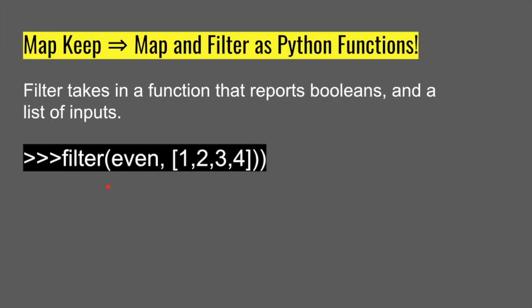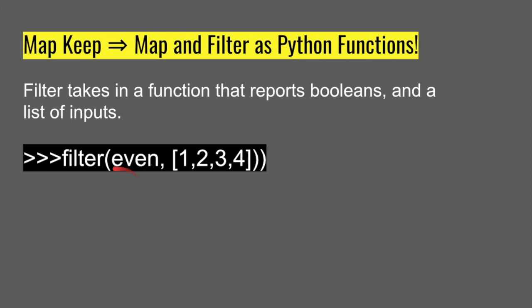Filter is going to work similarly, where you call filter over a function, I did even, which is just going to report true or false, and then a list of inputs. A big thing to note here, or two things to note: for even, I didn't do even open parentheses. I just called the function name.